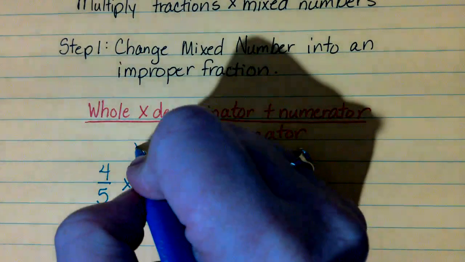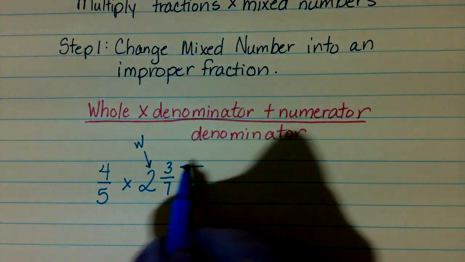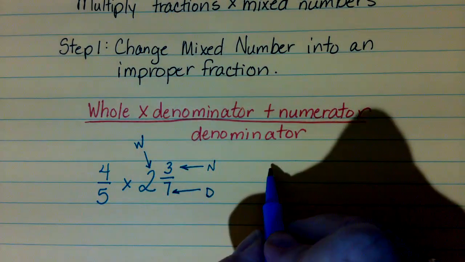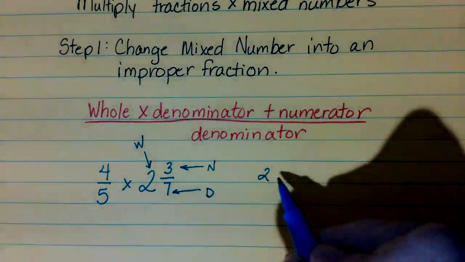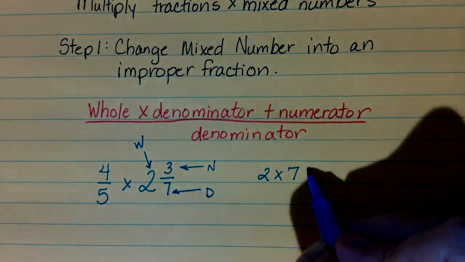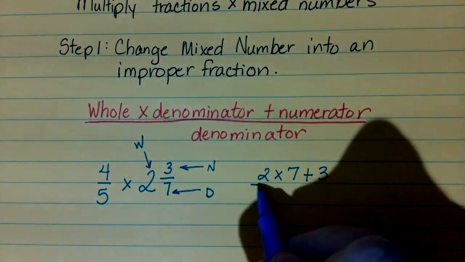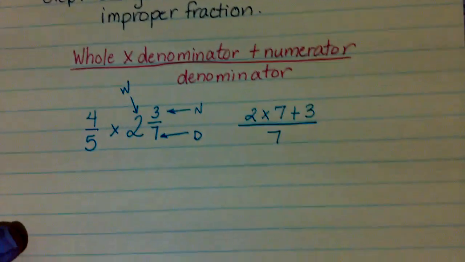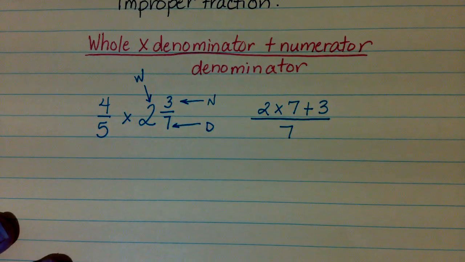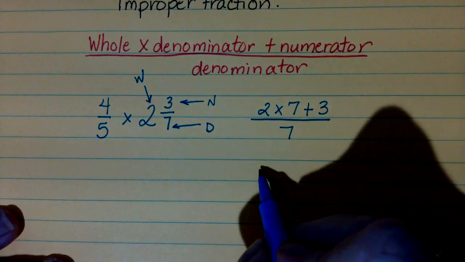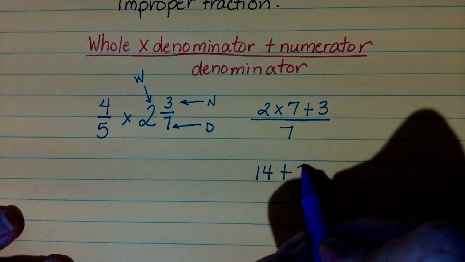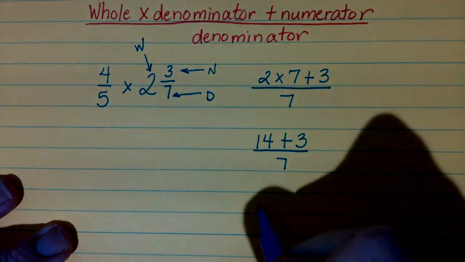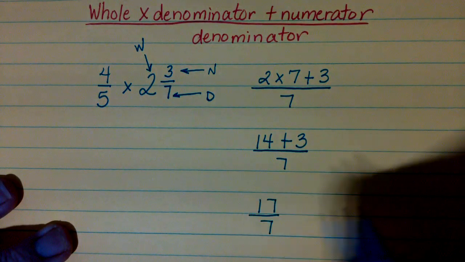Remember that this is our whole number, this is our numerator, and this is our denominator. So to do that, I'm going to do 2, which is the whole number, times 7, the denominator, plus 3, which is the numerator, all over 7, the denominator. Now, I'm going to multiply. 2 times 7 is 14, so I'd have 14 plus 3 over 7. And 14 plus 3 is 17 over 7.